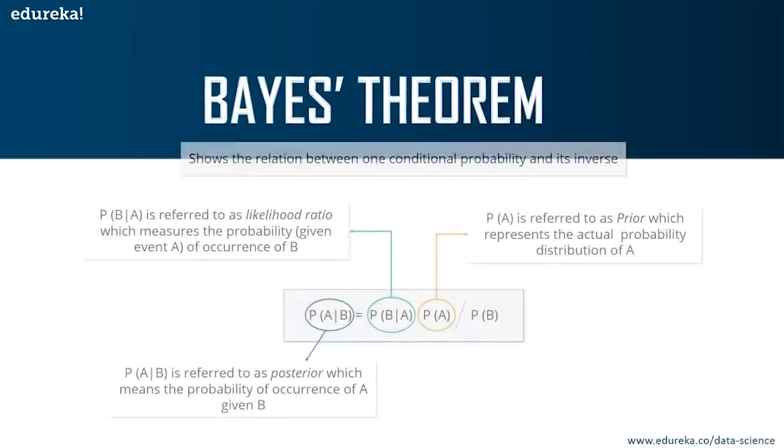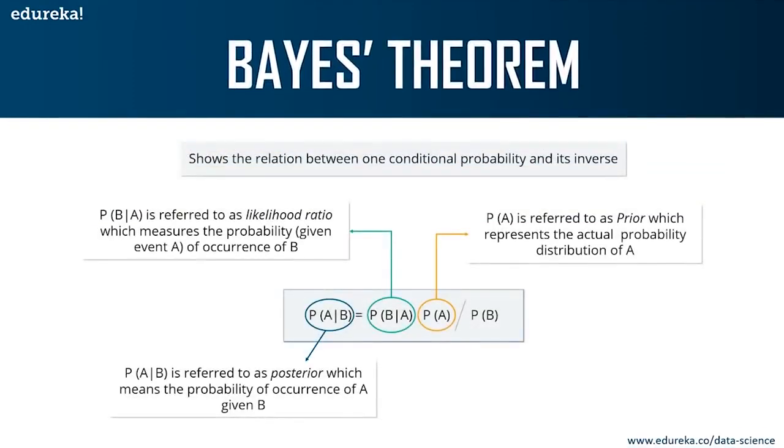So now let's discuss what exactly the Bayes theorem is and what it denotes. The Bayes theorem is used to show the relation between one conditional probability and its inverse. All right. Basically, it's nothing but the probability of an event occurring based on prior knowledge of conditions that might be related to the same event. Okay, so mathematically, the Bayes theorem is represented like this, right? Like shown in this equation.